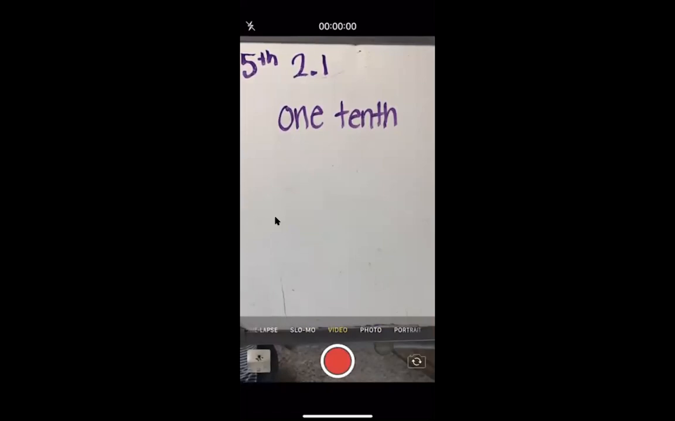What does it look like? How can you create it? What does it look like as a fraction? What's it look like as a decimal? How would you explain it to someone? Anything about 1/10. Ridian, will you start for us since you know you're our decimal lover?